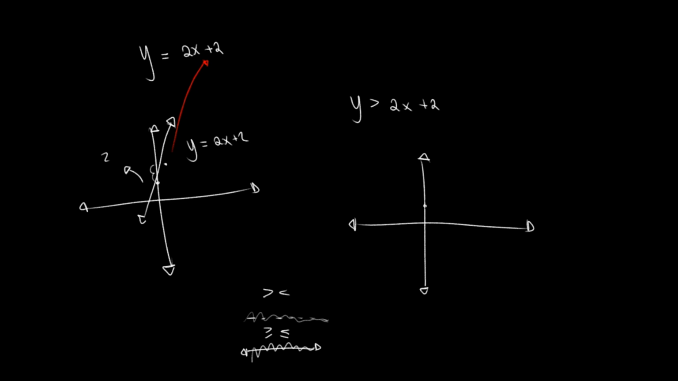So let's do it again. Start at 2, go 2 up, 1, 2, 1 right. Now we just use a dashed line. Now an easy way to shade is to look at your inequality symbol. If your inequality symbol shows that y is greater, we shade upwards. Okay, we shade up. You shade this entire region.